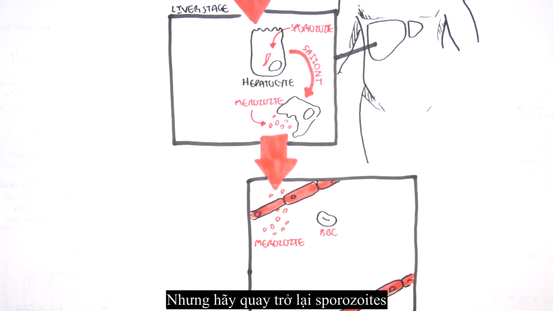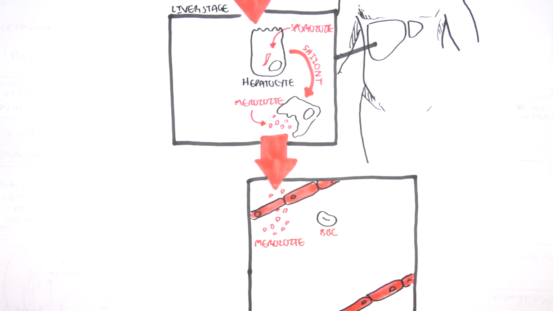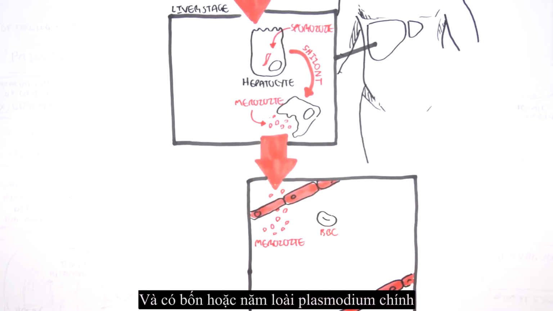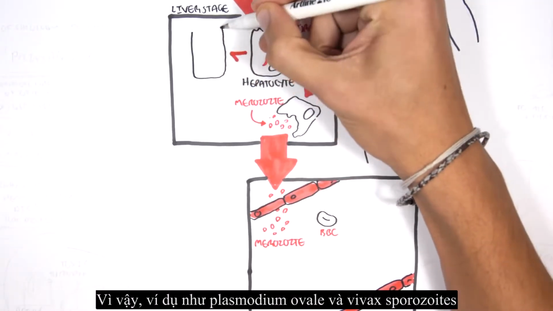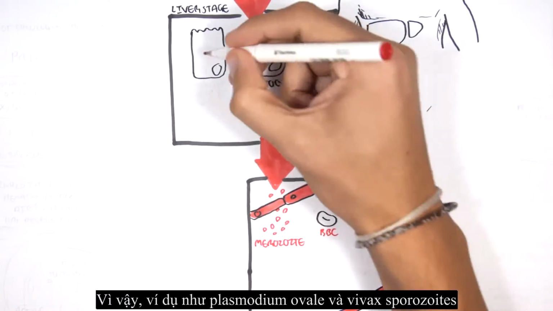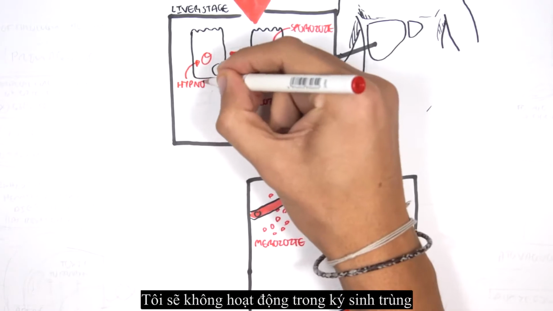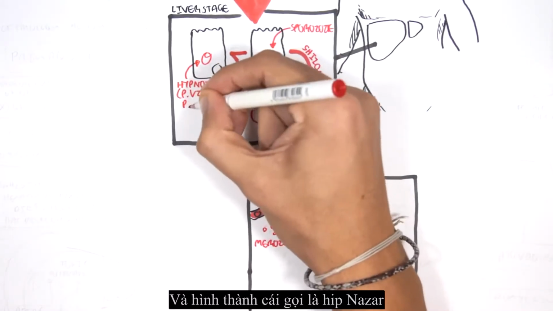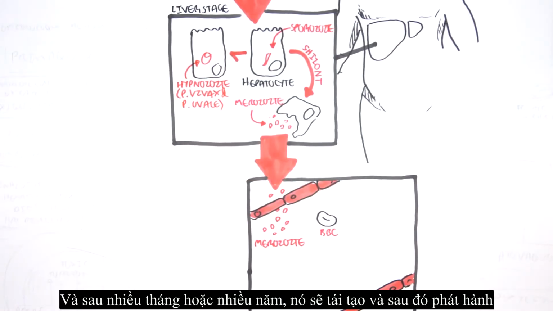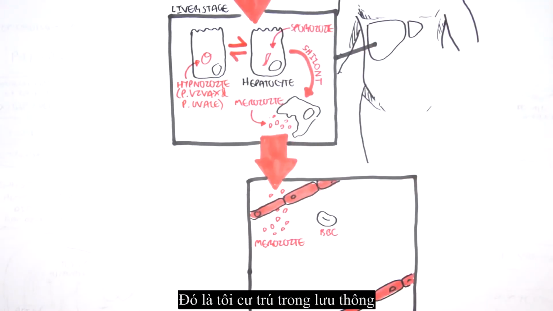But just going back to the sporozoites, the different Plasmodium species have different abilities, and there are 4 or 5 main Plasmodium species. For example, the Plasmodium ovale and vivax sporozoites have the ability to remain dormant in the hepatocytes and form what's called a hypnozoite. After many months or years, it will then replicate and release its merozoites into circulation.